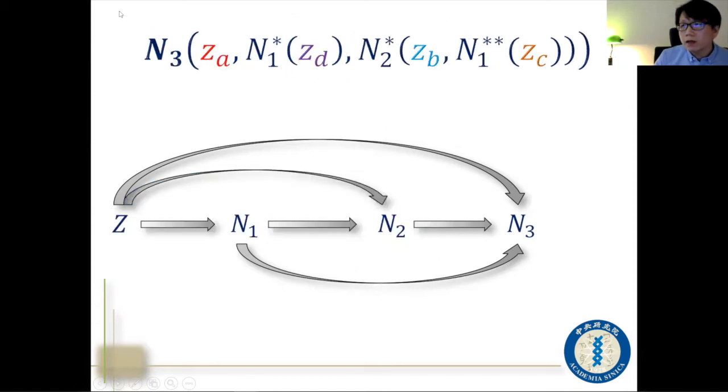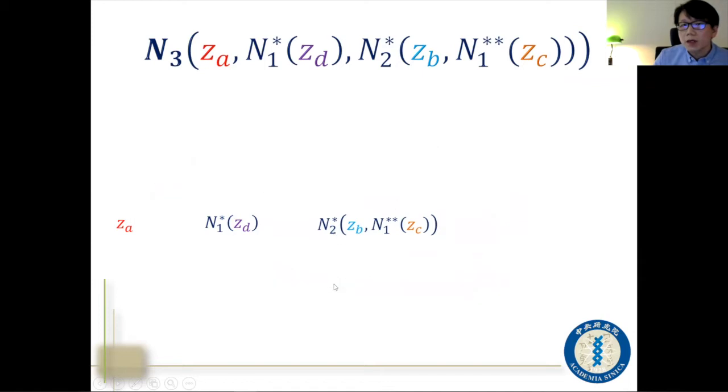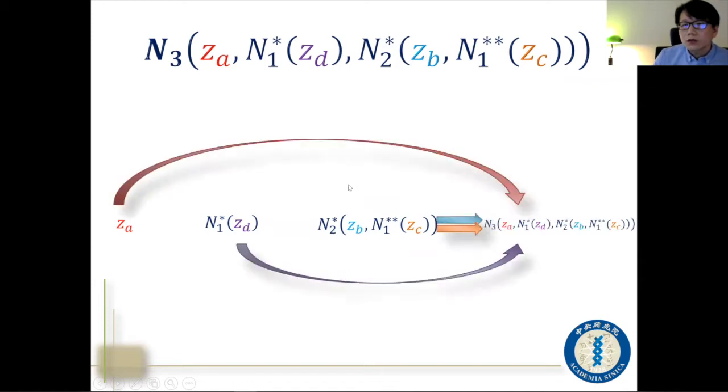And finally, this is something slightly more complicated. This time we have triple interventions: we have intervention of ZA, we have intervention of N1 star of ZD, and the intervention of N2 star. And from this triple intervention, we observe this very complicated counterfactual outcome, which I'm not going to spell out.